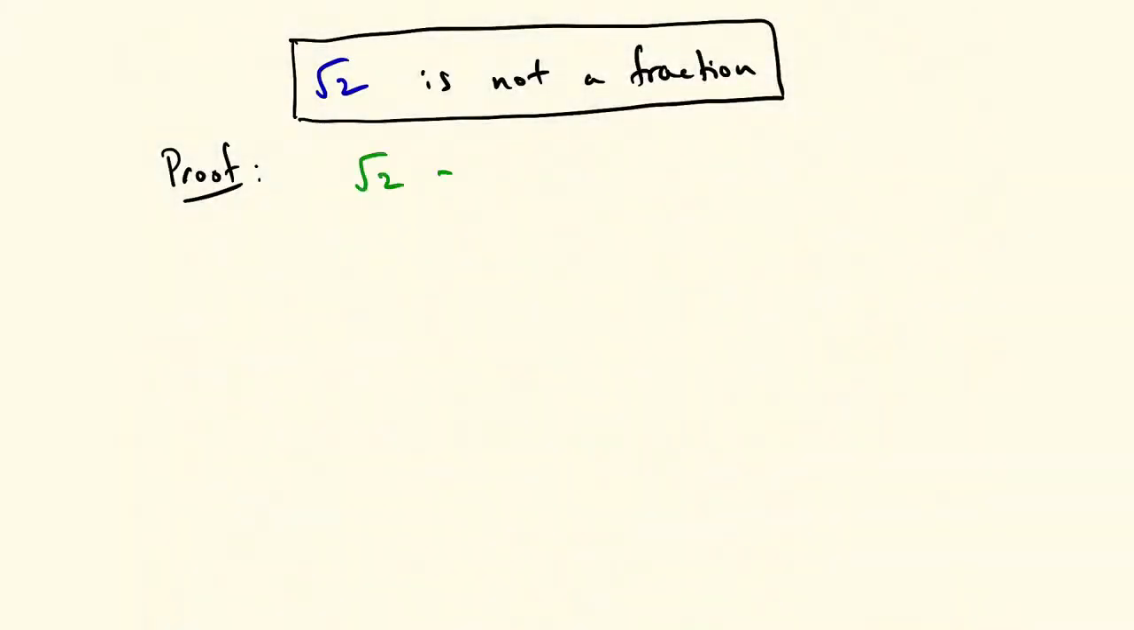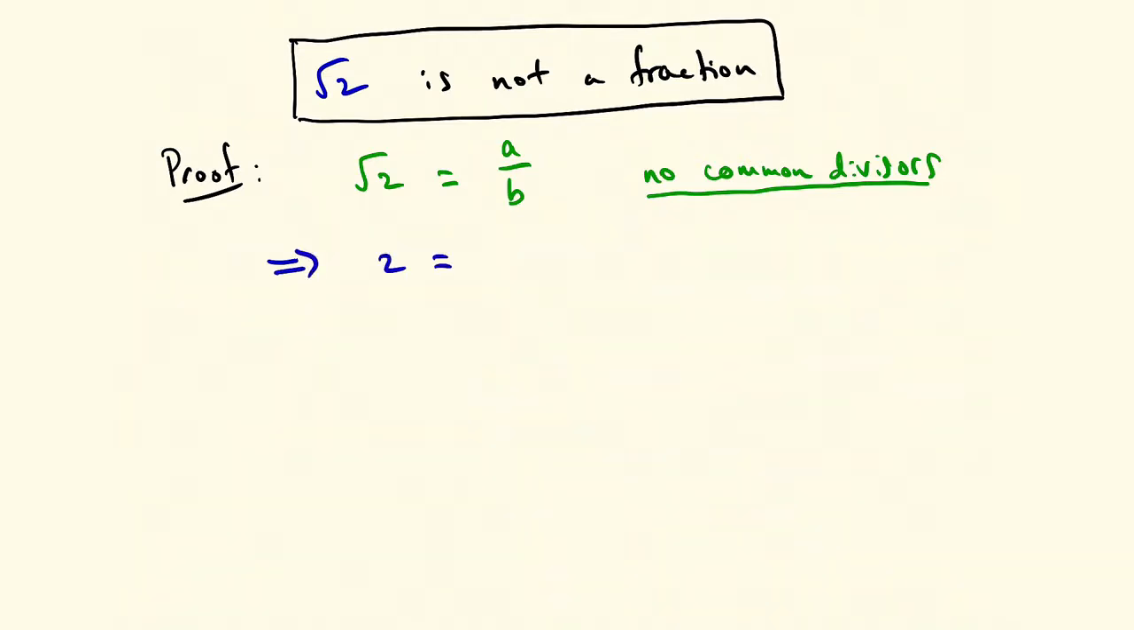Okay, so I'm going to suppose root 2 is a divided by b, where a and b are counting numbers or integers, and I can assume that we've cancelled off any common divisors in the numerator and the denominator, so that this is in reduced form, and that will turn out to be important. We will square both sides of this equation. On the left-hand side we get 2, on the right-hand side we get a squared divided by b squared. Okay, so if we multiply both sides by b squared, we get 2b squared is equal to a squared.